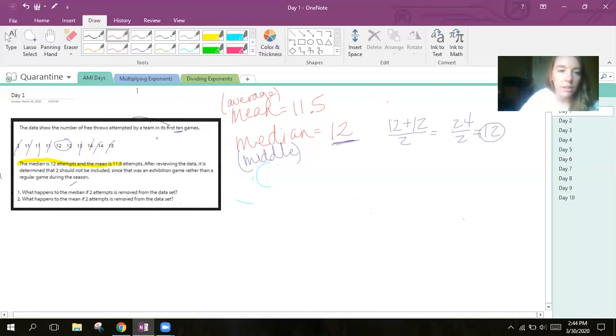All right, now it says, after reviewing the data, it is determined that 2 should not be included since that was an exhibition game rather than a regular game during the season.